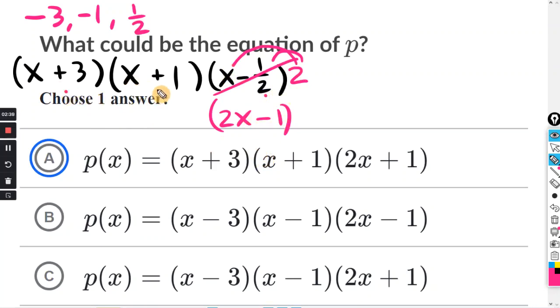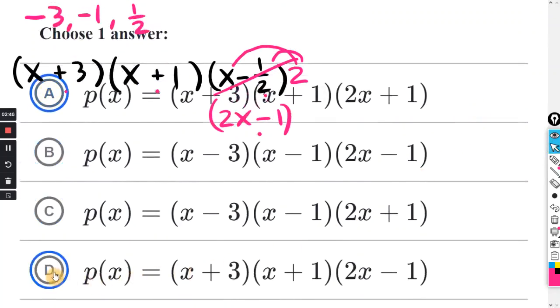Anyhow, this is the answer. X plus 3, x plus 1, and 2x minus 1. And that looks to be answer D.